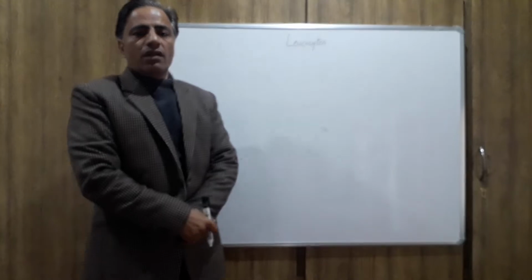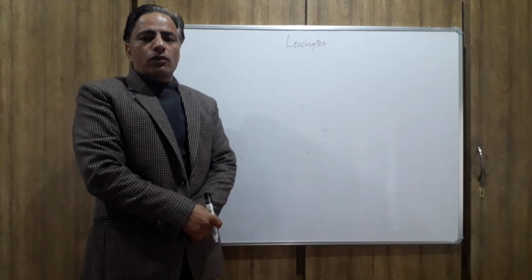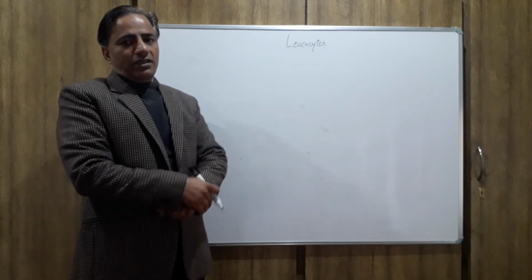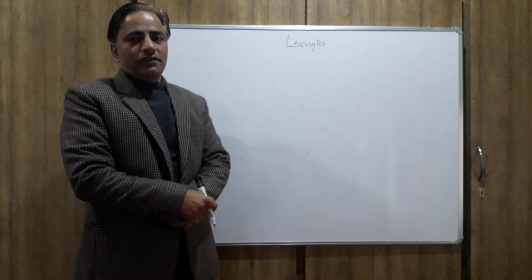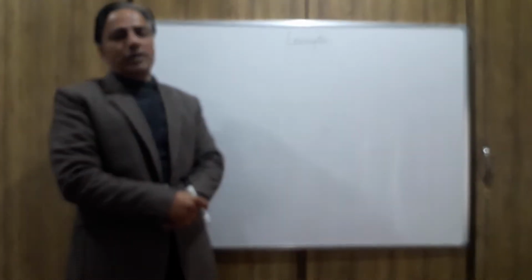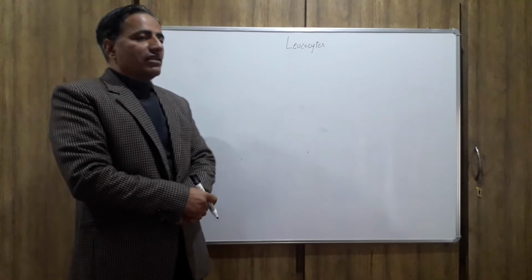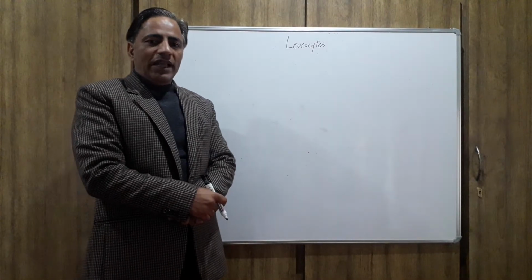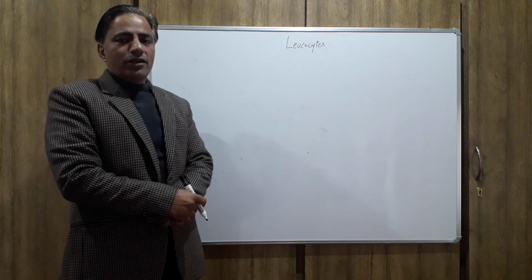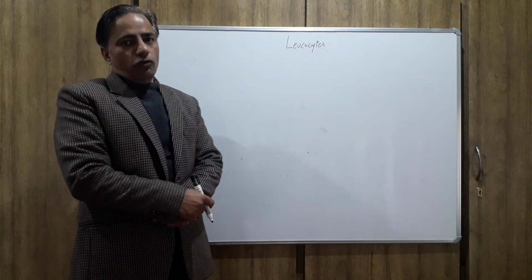Leukocytes. In the last lesson, we discussed that blood is made up of two different components. Number one is the plasma, and number two is the formed elements. The plasma contains about 55% of the total volume of the blood, and it is made up of about 90 to 92% water and some special types of proteins such as fibrinogens, albumins and globulins.